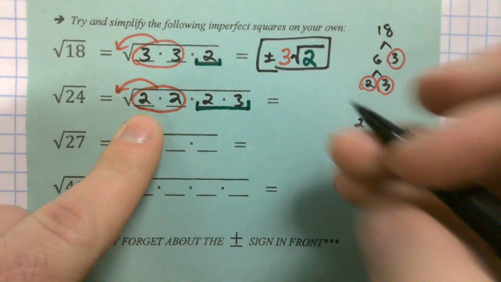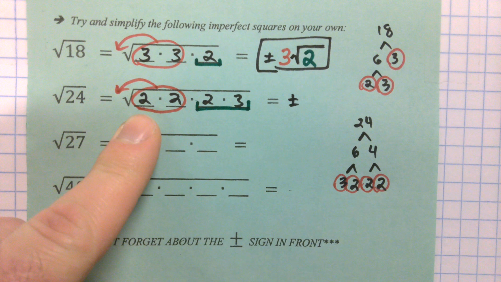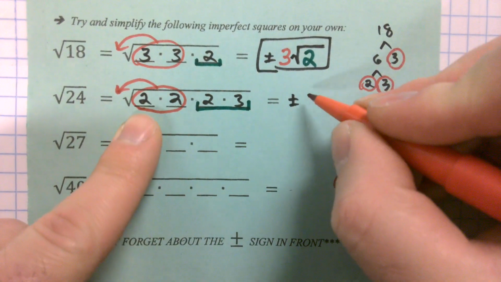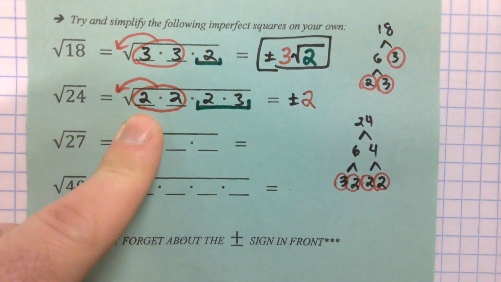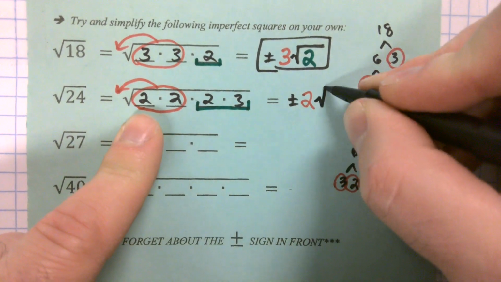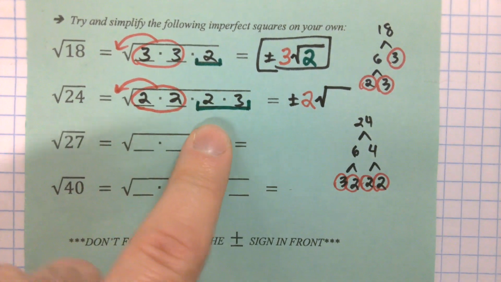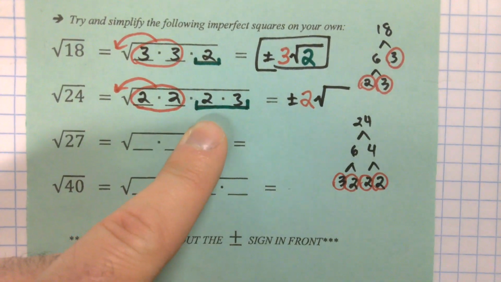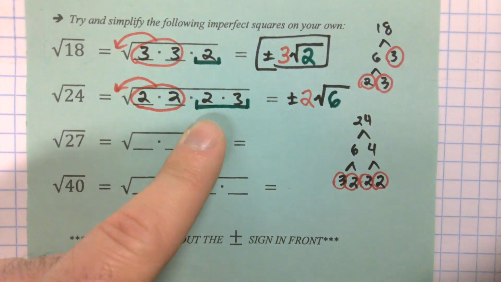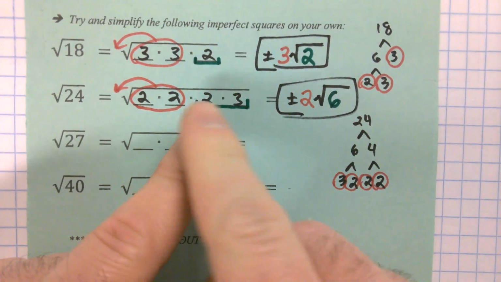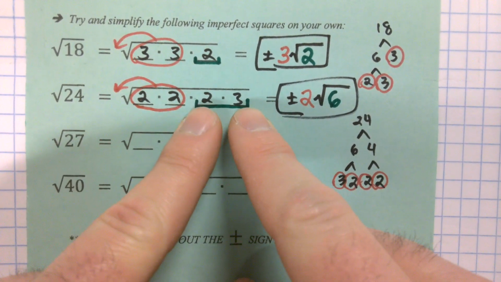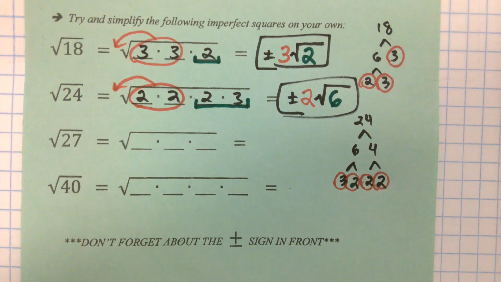So in front, I again have plus or minus always. The 2 got brought out in front, so plus or minus 2 times the square root of what? 2 times 3, which is 6. So whatever numbers get left behind, if there's multiple numbers left behind inside the square root, you just got to re-multiply those back together.